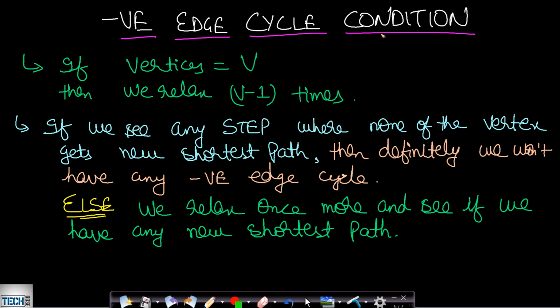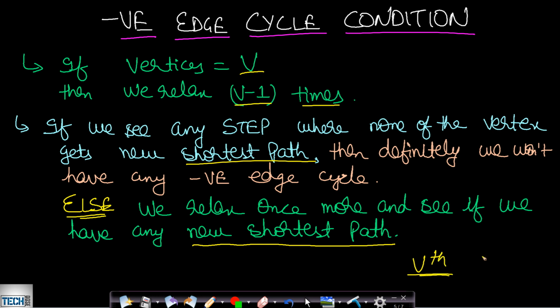For the negative edge cycle condition, if we have V number of vertices, then we relax V minus 1 times. And if we see that at any step none of the vertices gets a new shortest path, then we definitely won't have any negative edge cycle. Else we relax once more and see if we have any new shortest path. And if we find any new shortest path on the Vth time relaxation, then we can surely say that there will be a negative edge cycle.